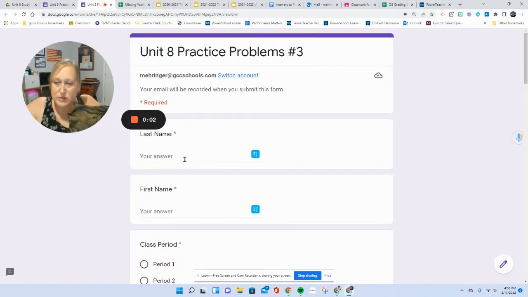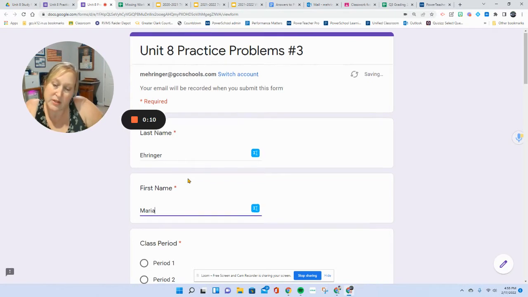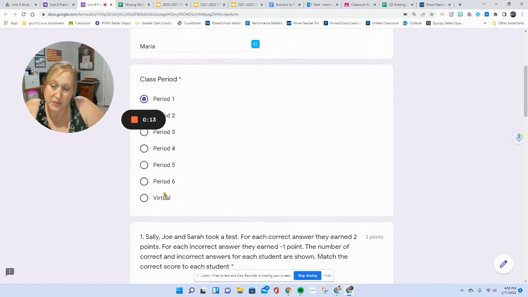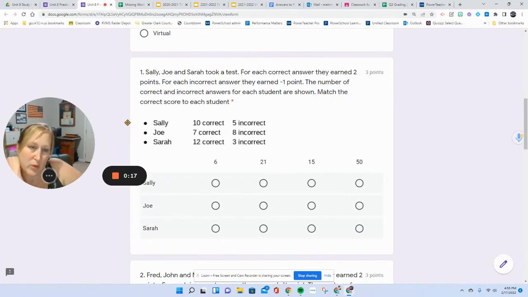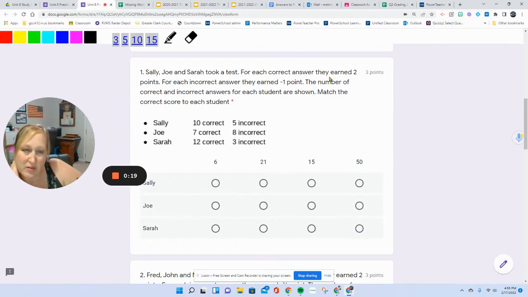Okay, so we are going to attempt to do these practice problems. Make sure that you have your first name and your last name and the class period, or if you are virtual. These are problems where you are going to take the information that is above.